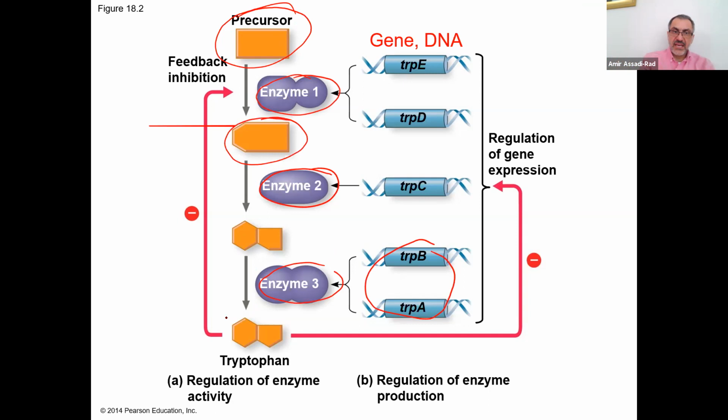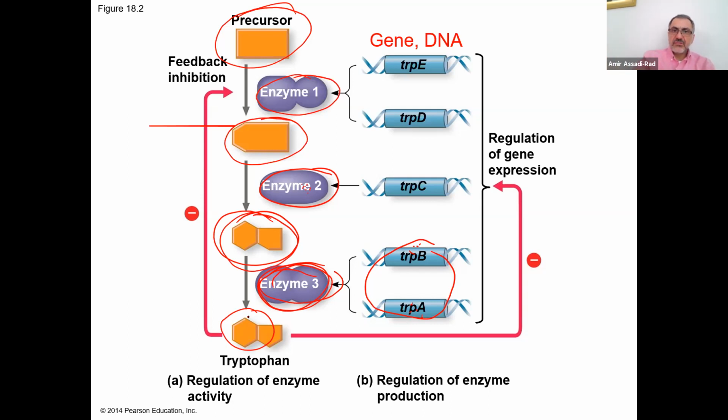So enzyme 1 is going to take the precursor and make this molecule, which is not the tryptophan yet, not the original tryptophan. And then this precursor becomes this molecule with the help of enzyme 2 and enzyme 3, which genes A and B are responsible for making. Enzyme 3 takes that precursor and makes tryptophan.